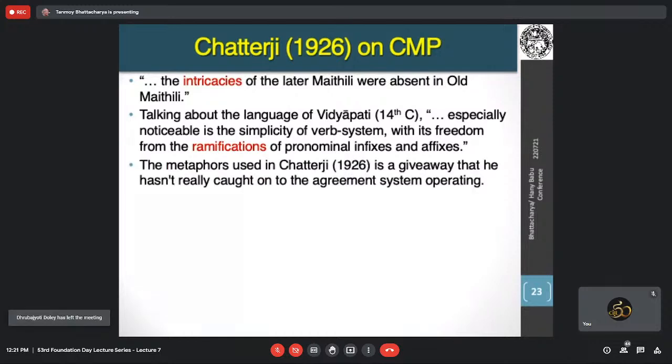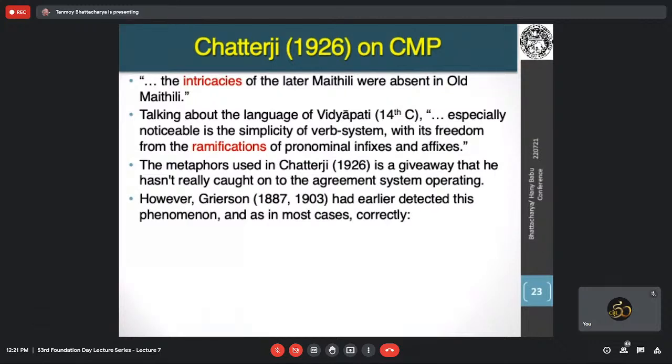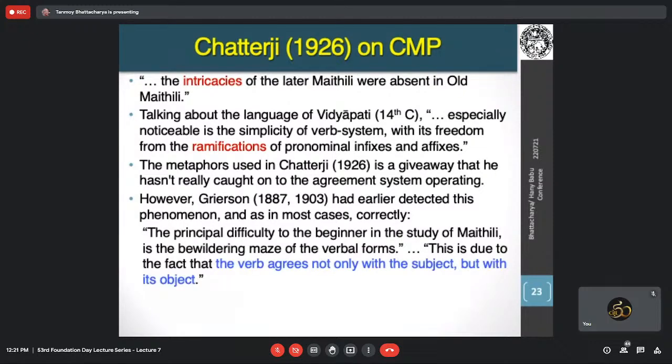And this is a giveaway that he hasn't really understood the agreement system, which is strange because of Grierson's famous work in 1903, looking at the so-called Bihari languages, in seven little volumes. In every volume, he painstakingly looks at different types of sentences and gives a detailed explanation, at least one page of it.